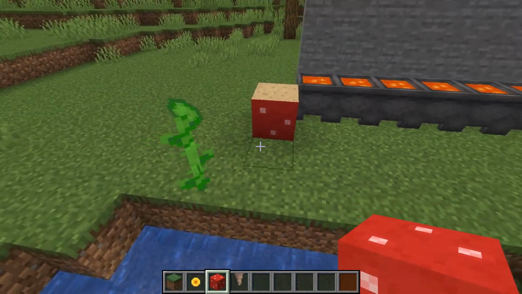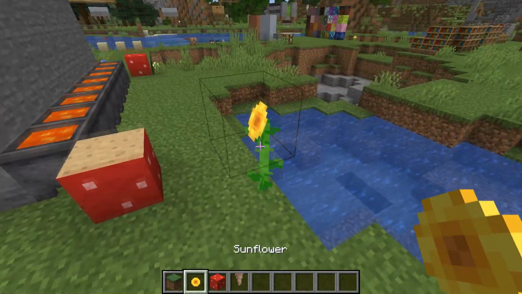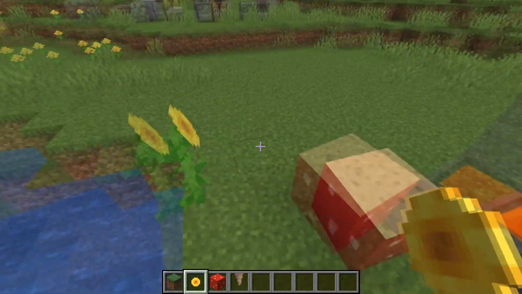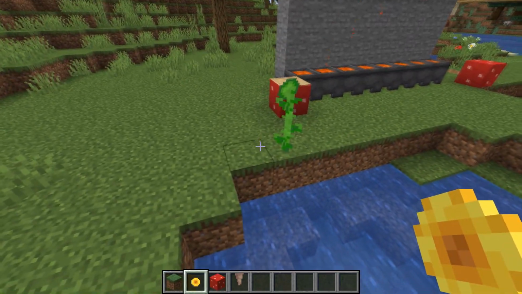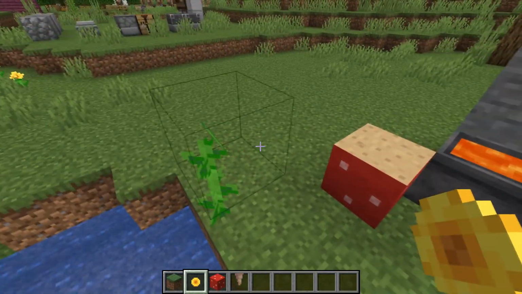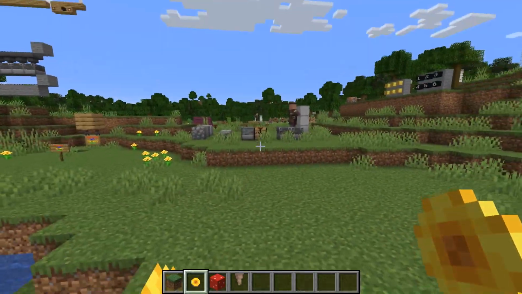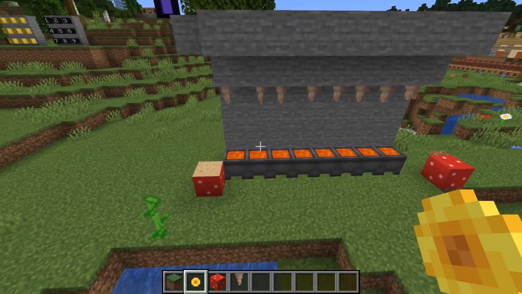Another way of doing it, if you don't want to use the debug mode, is you can use sunflowers, because if you are not aware, sunflowers in Minecraft always face east. They always face east in the game. Using this, you can say that that's east, that's west, that's north, and that's south. So it's up to you what system you use.